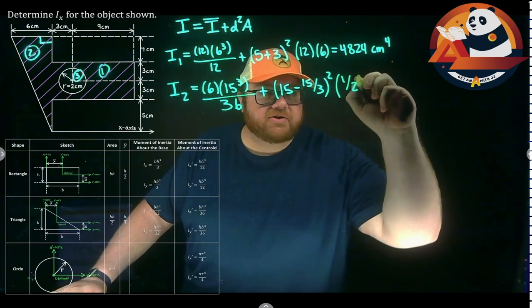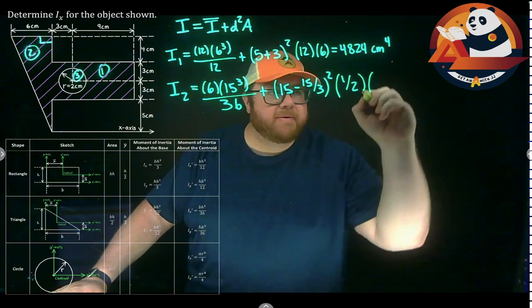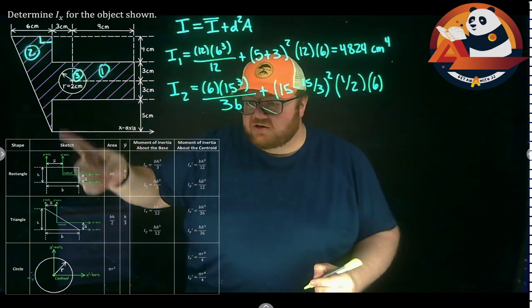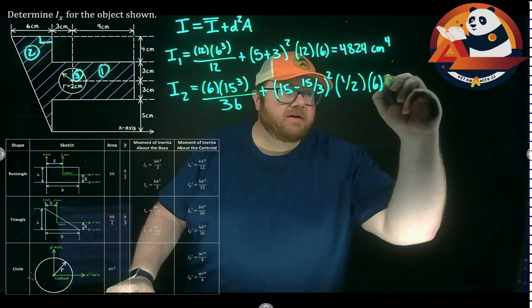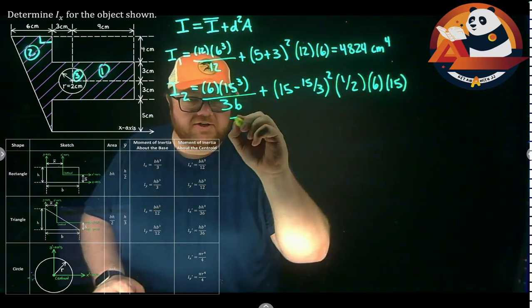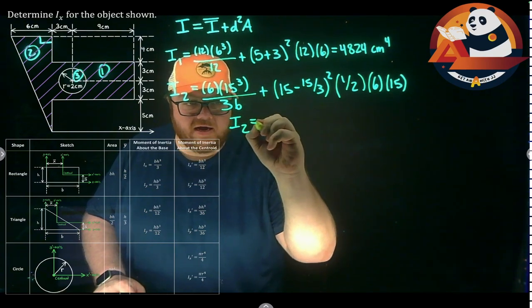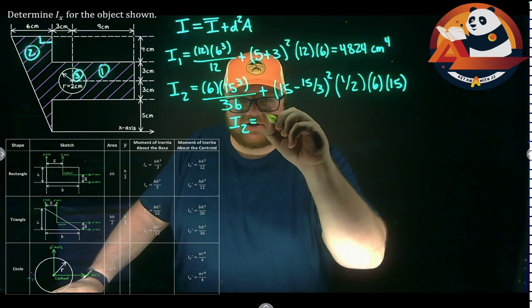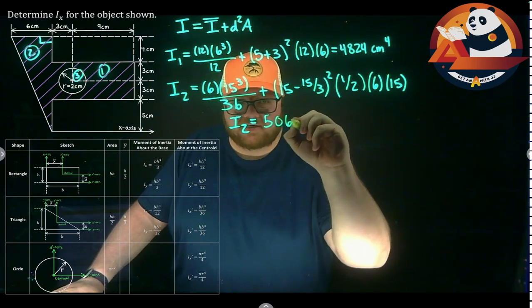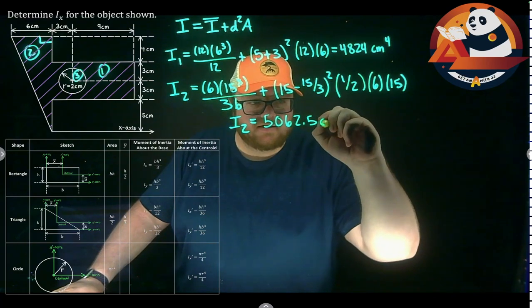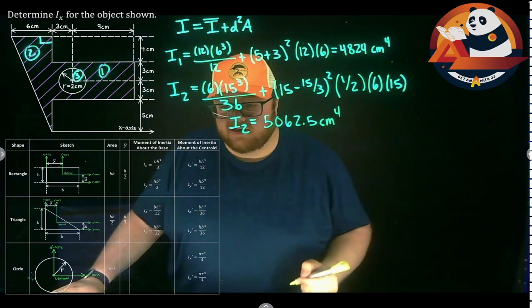And we know the area of a triangle is 1/2 base times height. So 1/2, my base is 6, my height, we've used it before, is 15. 1/2 times 6 times 15. Or I2 ends up being 5062.5 centimeters to the fourth.